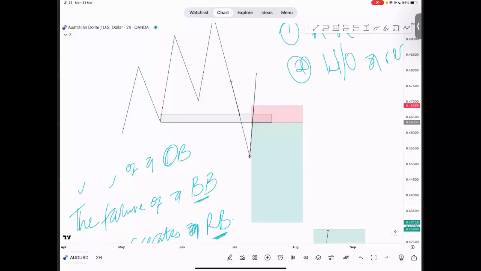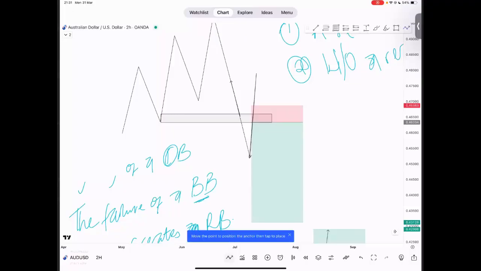Price comes back to claim the initial orders that were raised there, meaning that price has now claimed back its bullish status. It has reclaimed, taking back what you currently were, or what you previously were.